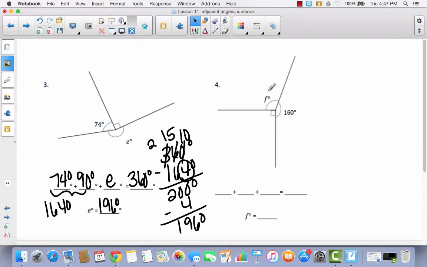All right, try to do 4 all by yourself. Do as much of it as you can before you have to come back and work through it with me. But please listen to the entire explanation if you do not get it correct.